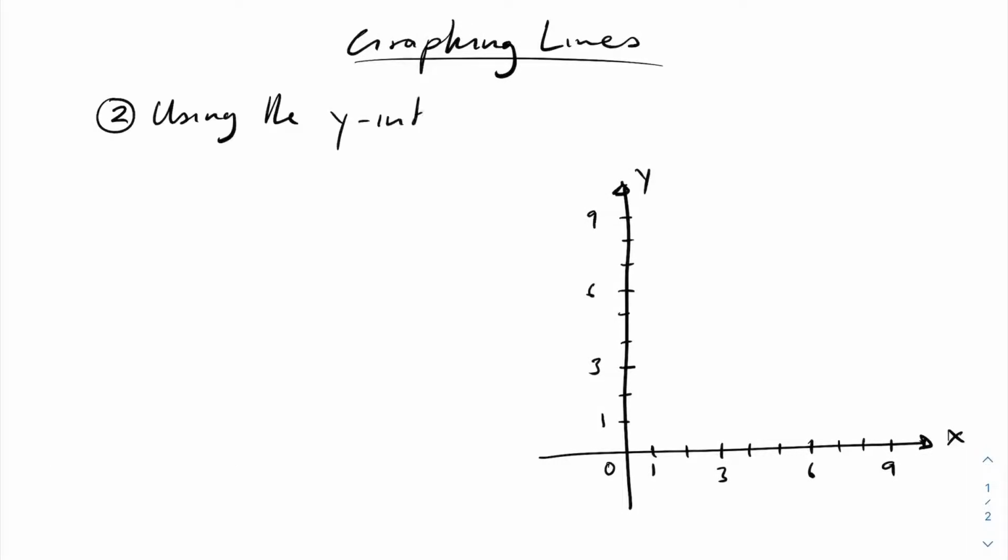All right, the second method you can use to draft the equation of a line is by using the y-intercept and the slope. This is perfect when your line is given to you in slope-intercept form, meaning y equals mx plus b. Let me take the same example that I had before, 2x plus 3y minus 18 equals 0.